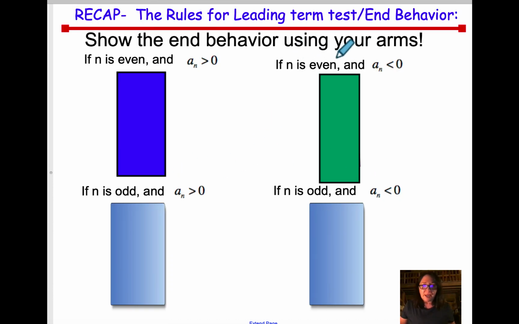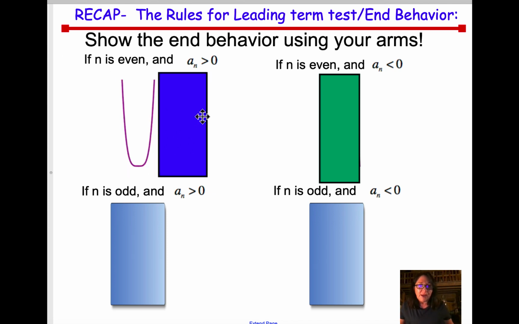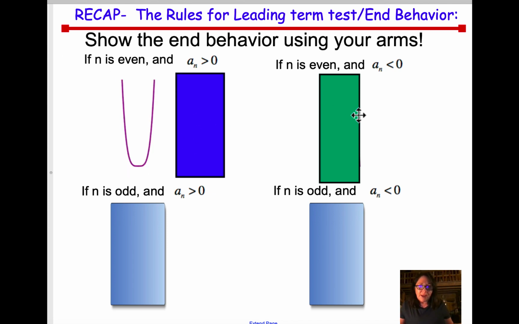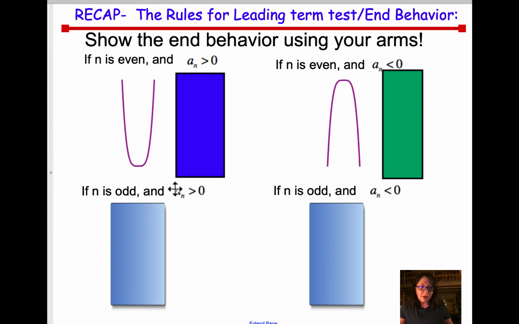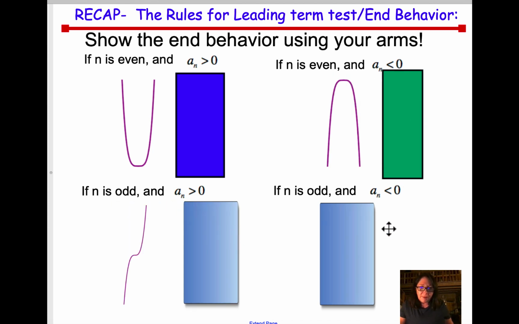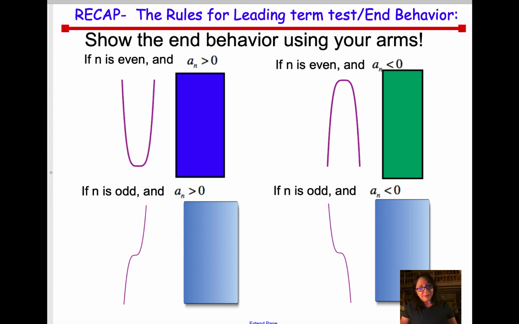This is the leading term test for end behavior. So if n is even, you should have up, up. If n is even but the coefficient is less than 0, it's down, down. If it's odd, right arm up. If it's odd and negative, left arm down. Okay?